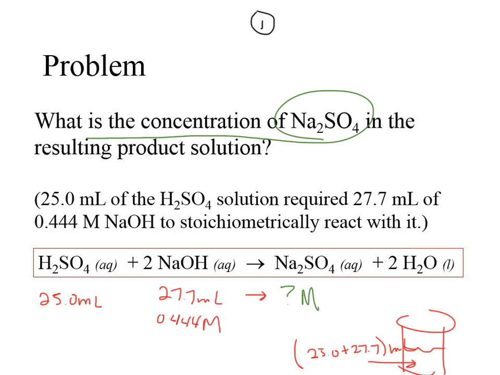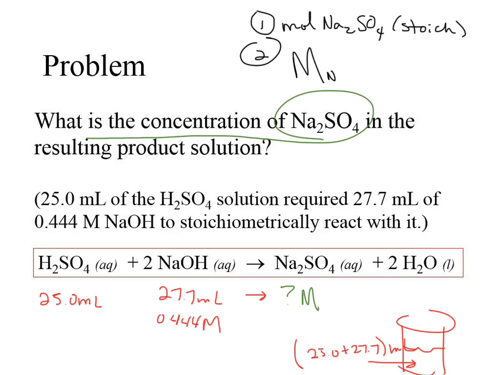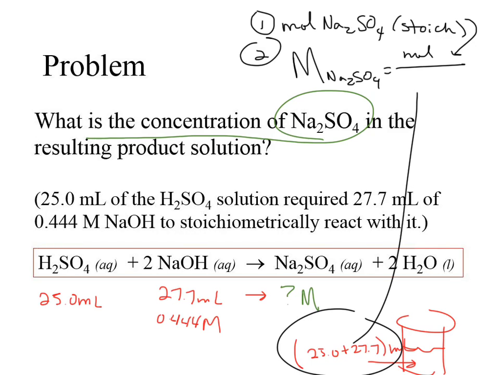One step is that we are going to go straight for the moles of Na2SO4 based upon the moles of NaOH you had on a few slides ago. We're going to use stoichiometry to get from the moles of NaOH to moles of Na2SO4. But the only catch here, if there is one, is that the molarity of Na2SO4, the product, is equal to those moles divided by the total solution volume. The total volume, which is 25.0 plus 27.7.